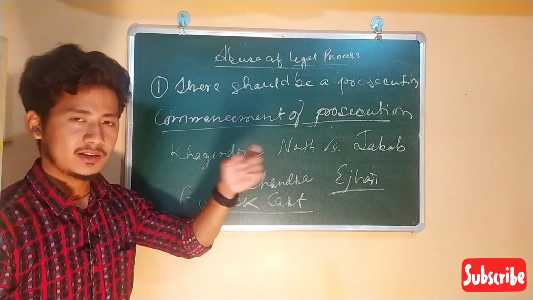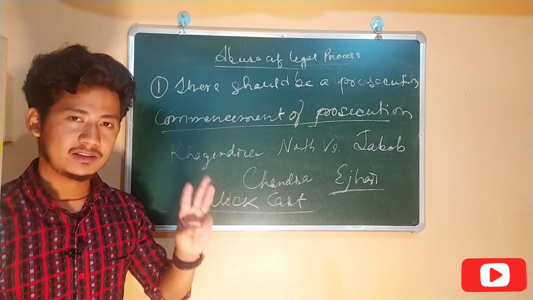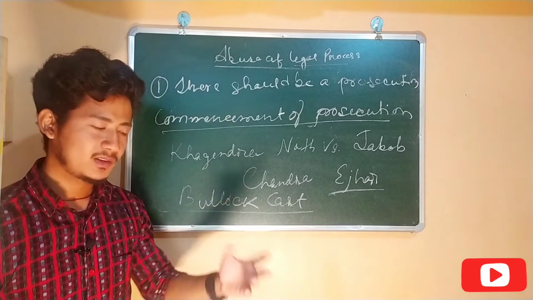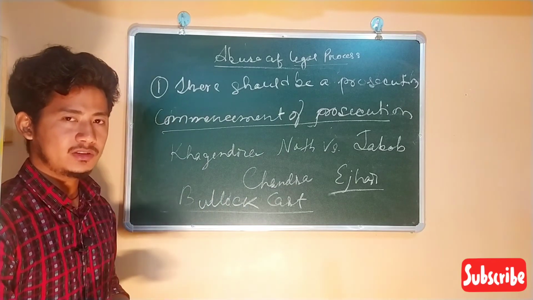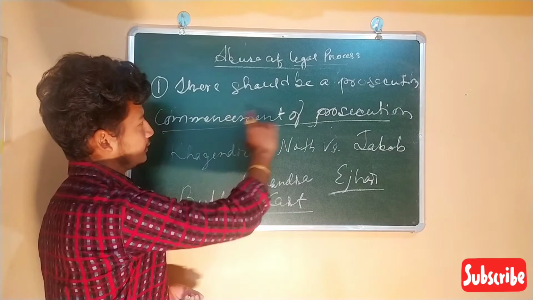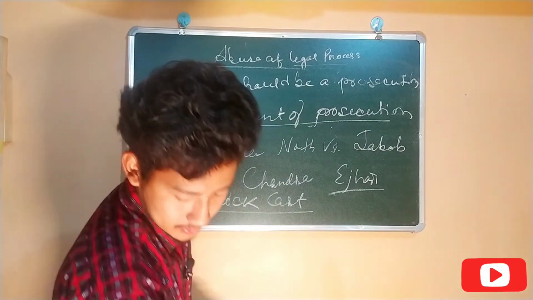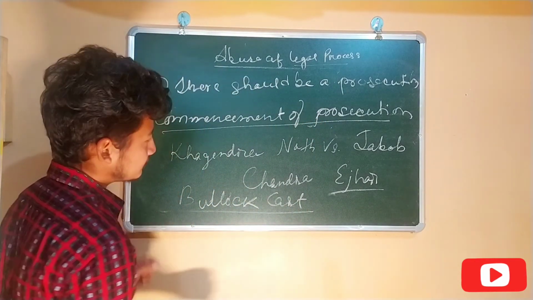For the commencement, there should be either arrest, summons, or any kind of act by the judiciary. Okay, so that will be called prosecution. So this was the first essential.